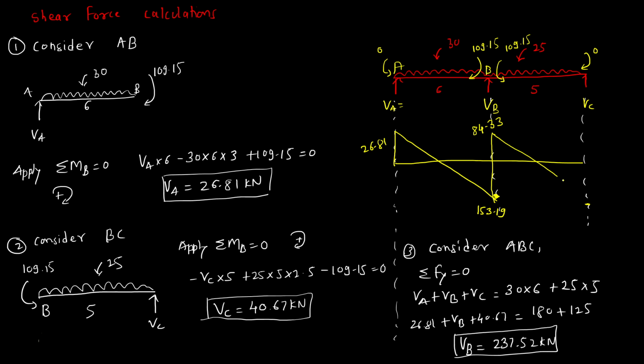So this will give us 40.67. And at last, what is VC? This is 40.67. That means everything is correct. Now whatever zones are above the zero line are positive, and below are negative, and this is our shear force diagram.